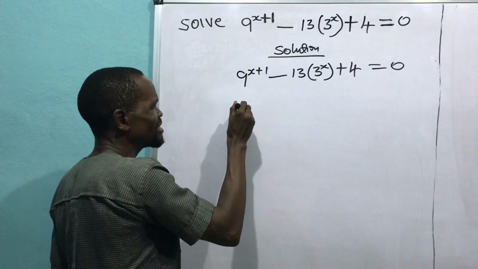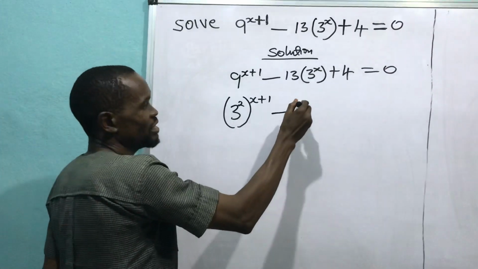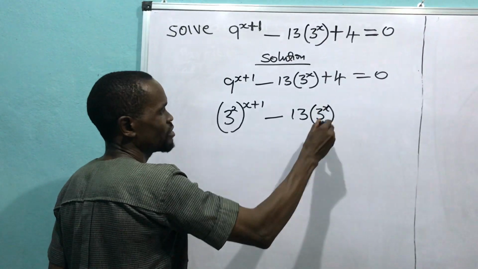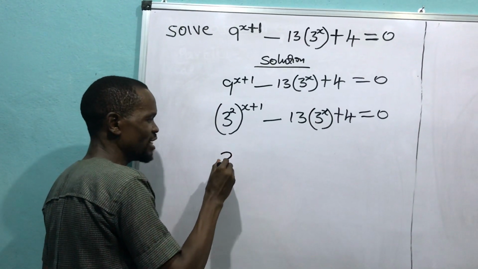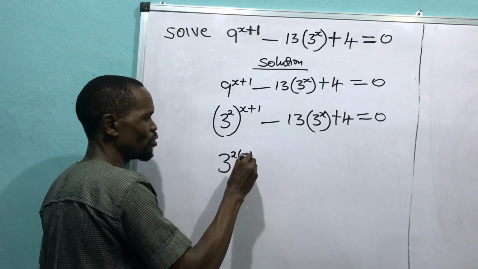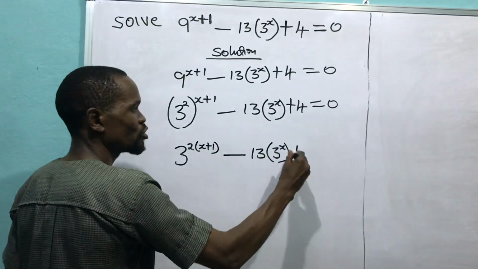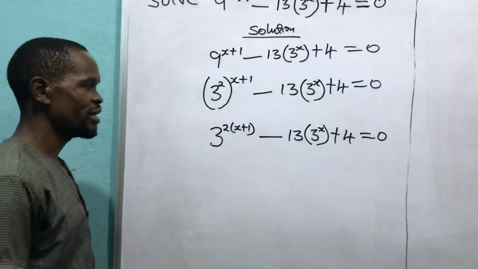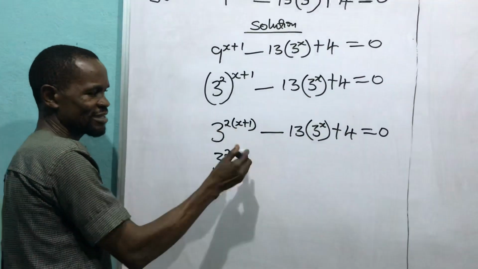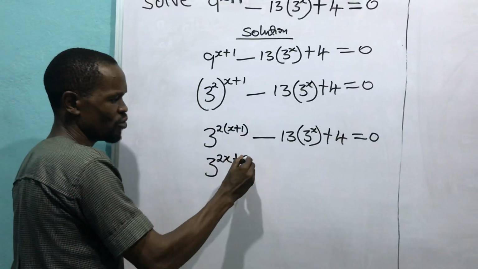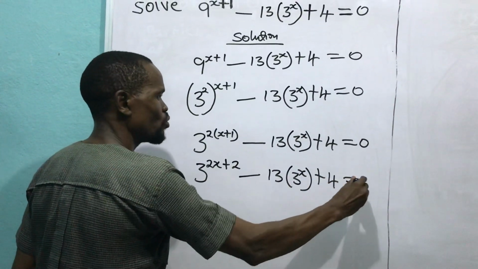I will now say this is something as 3 squared, all raised to power x plus 1, you remember, and minus 13 times 3 raised to power x plus 4 equals 0. Then I will have this to be 3 raised to power 2 into x plus 1, minus 13 into 3 raised to power x plus 4 equals 0. When I open these brackets, the 2 will times x, plus the 2 will times 1, which gives me 2, minus 13 into 3 raised to power x plus 4 equals 0.